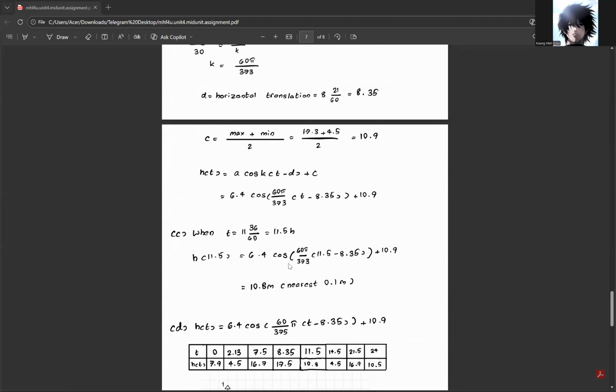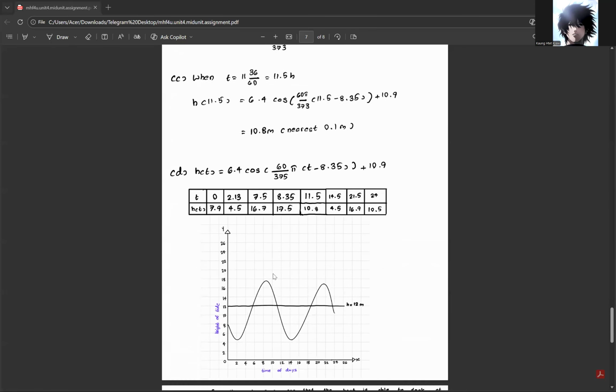When t is at 11:30 a.m., in decimal form that is 11.5. When I substitute that into the equation, I get approximately 10.8 meters.